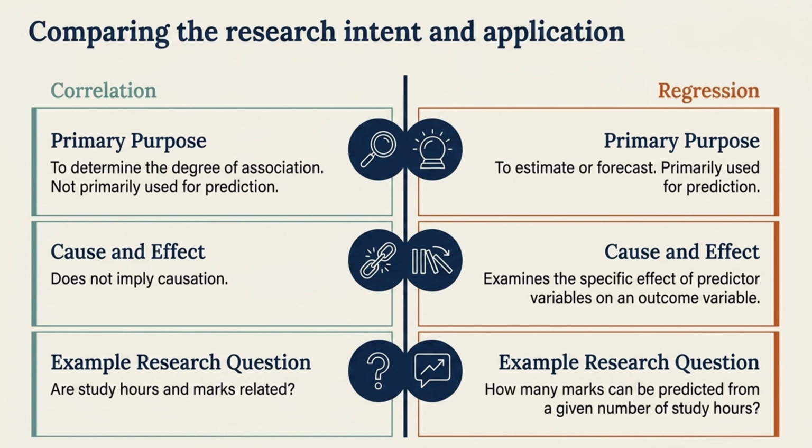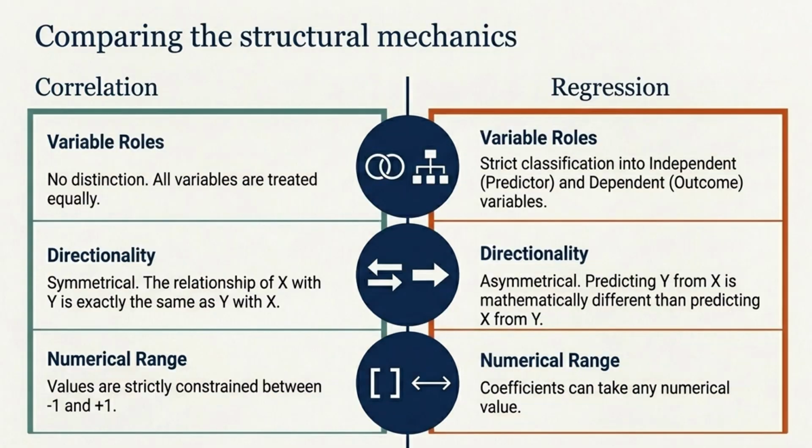Now let us look at some important differences between these two techniques. Correlation measures the degree of relationship between variables, whereas regression predicts the value of one variable from another. Correlation only indicates association and does not imply causation. Regression, however, models how a predictor variable is related to an outcome variable. In correlation, there is no distinction between variables. Both variables are treated equally.